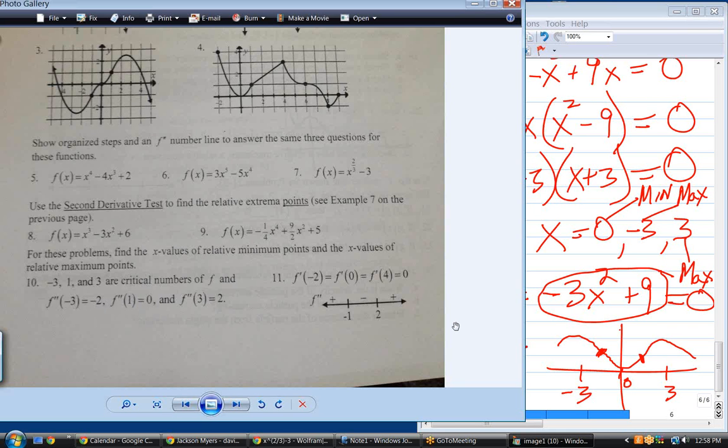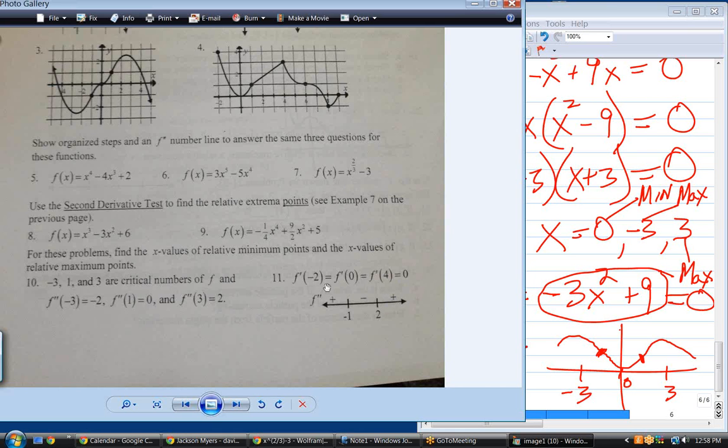Okay. Now what are they doing on 11? F prime, the first derivative evaluated at -2, 0, and 4 is equal to 0, so your critical points are -2, 0, and 4. And the second derivative plus-minus chart tells you that -1 is the inflection point between concave up, this minimum, concave down, this maximum, and concave up, this other minimum.